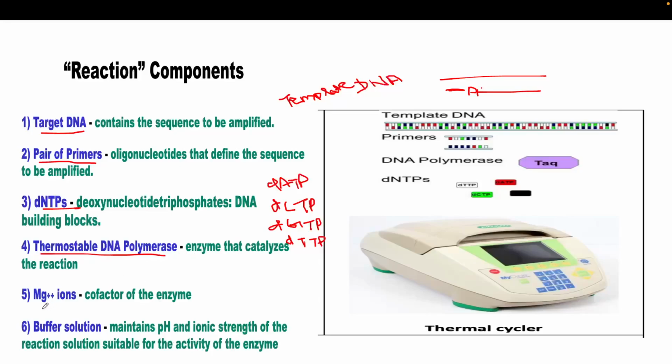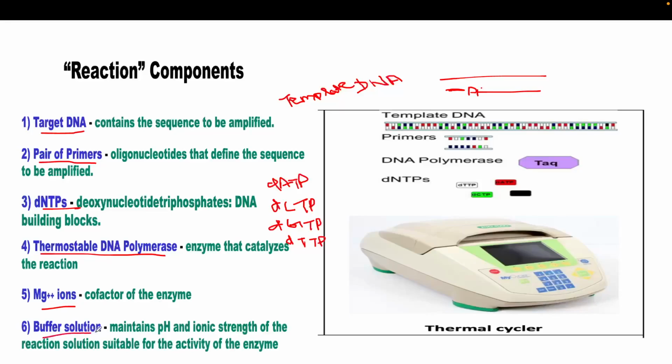Then apart from that you require magnesium ions. These magnesium ions work as a cofactor for this particular enzyme. As we know, every enzyme gives a certain kind of basal activity, and when we add the cofactor for this enzyme, it will enhance the activity of the enzyme. So for that purpose we are adding the magnesium ion.